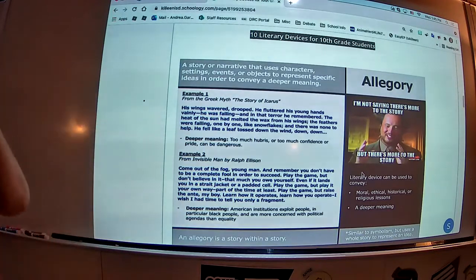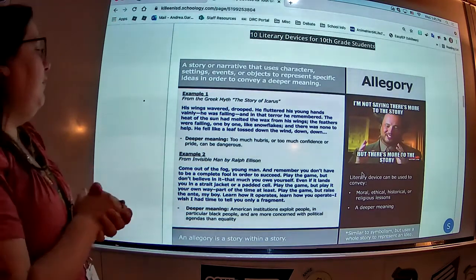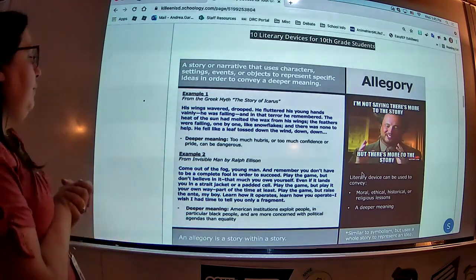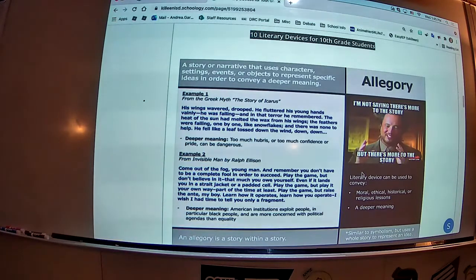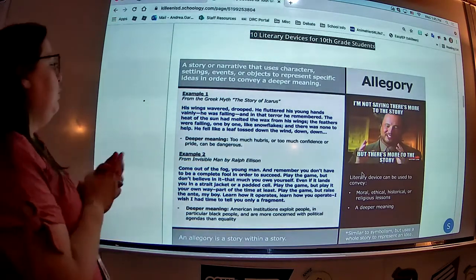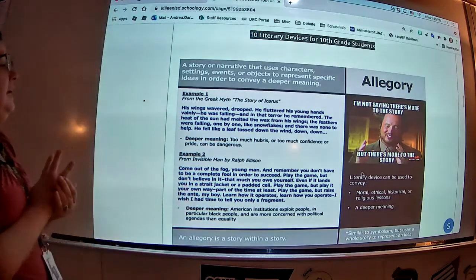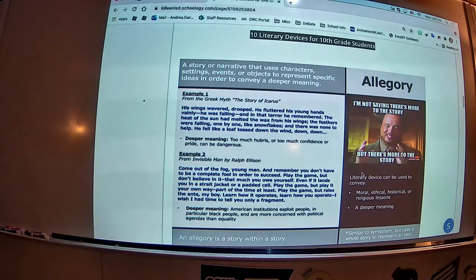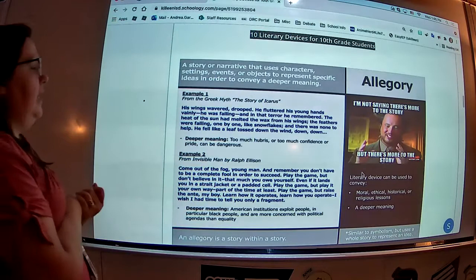So here's an excerpt of it. It says, his wings wavered, drooped, he fluttered his young hands vainly. He was falling, and in that terror he remembered that the heat of the sun had melted the wax from his wings, the feathers were falling one by one like snowflakes, and there was none to help. He fell like a leaf tossed down the wind, down, down.